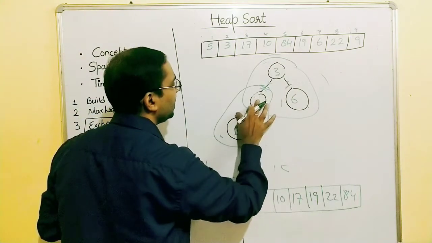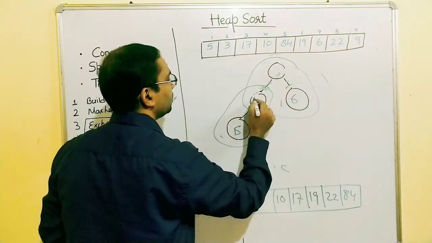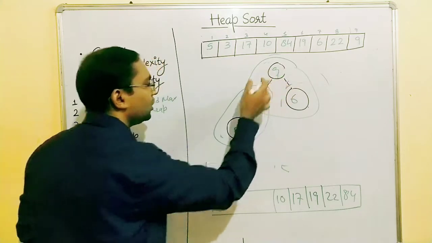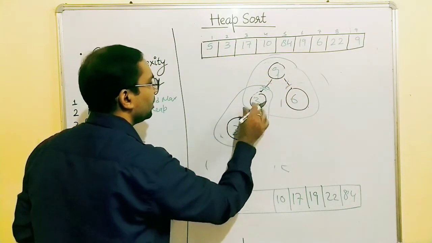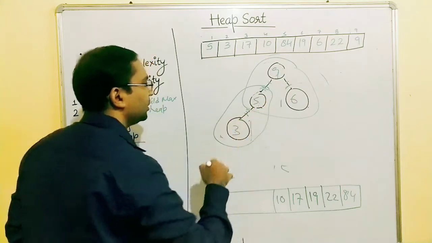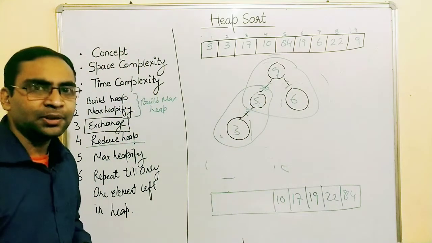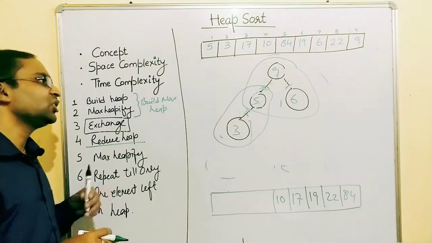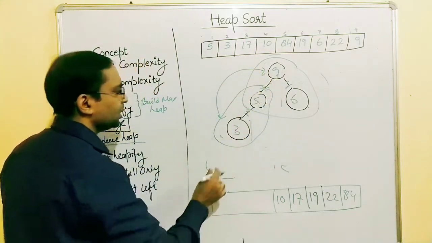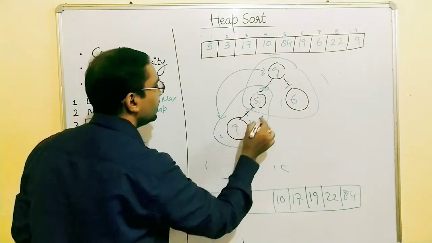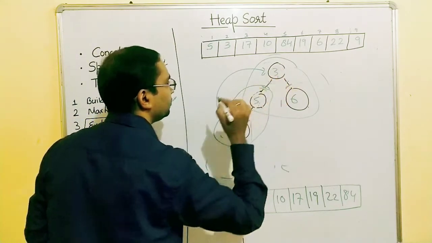So this 9 will be swapped, 3 will come here, 9 will come here. We'll go down, again we'll see the property violation, 3 will come here and 5 will come up. So now this is again a max heap. What we need to do is we need to exchange the root element with the last element. So here it will come 9 and here it will come 3.